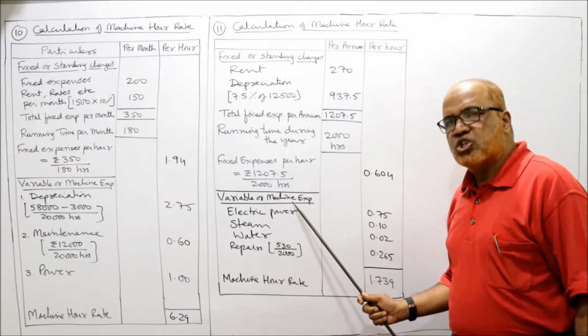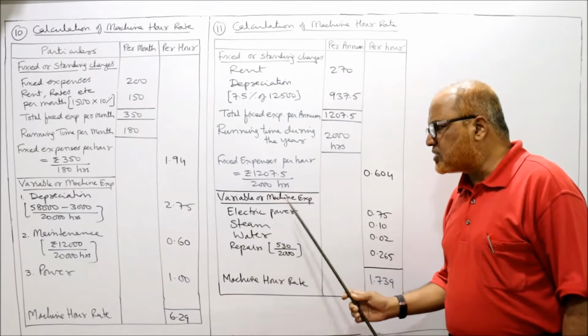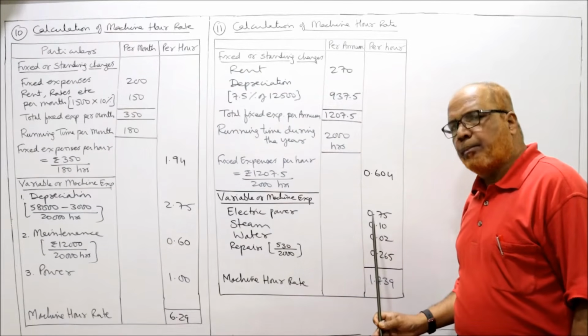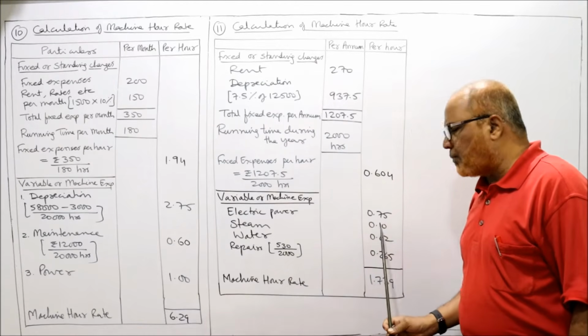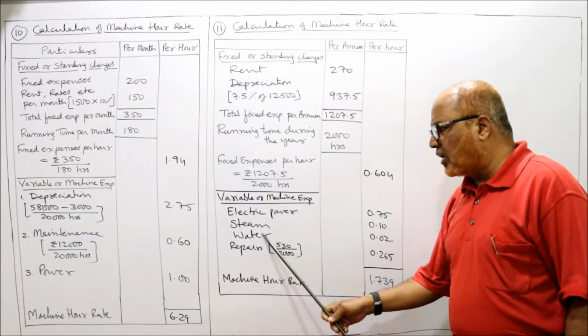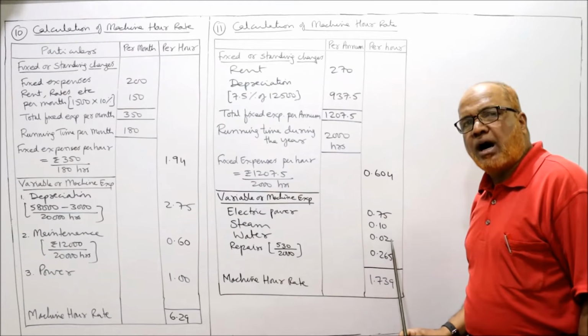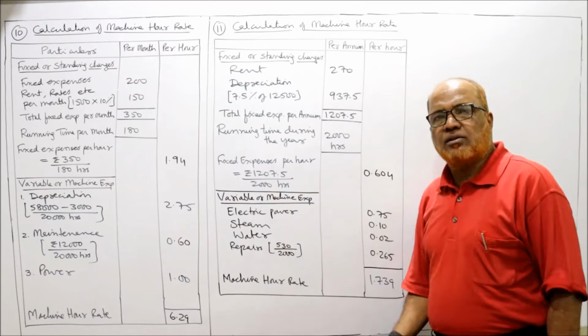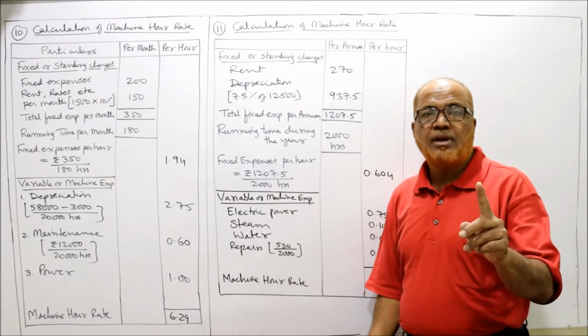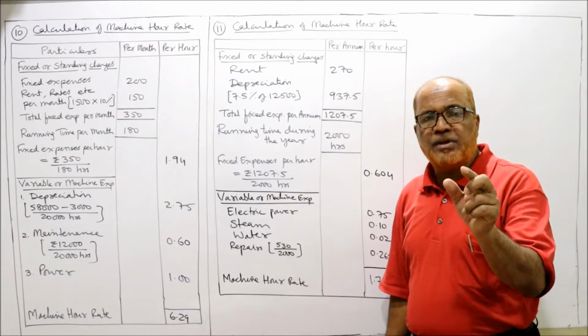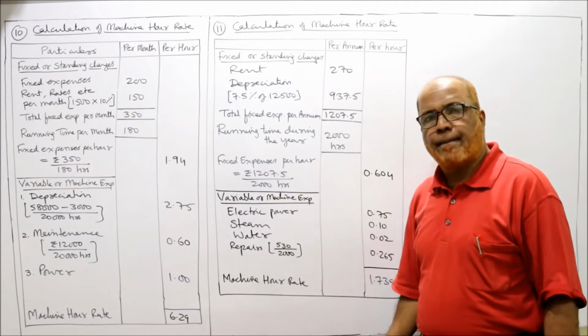Now we take variable or machine expenses. Electric power is directly given in the problem, per hour 0.75. Steam given in the problem 0.10 per hour. Water 0.02 per hour given in the problem. Repairs are given, 530 rupees per annum. In one year there is 530 rupees maintenance, repairs.